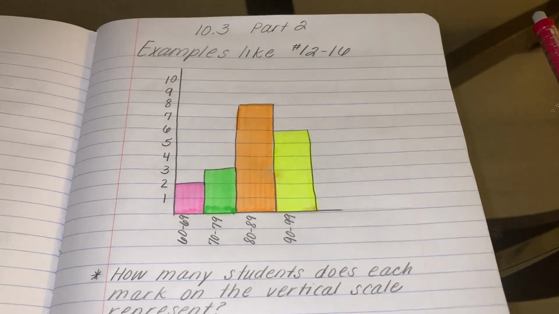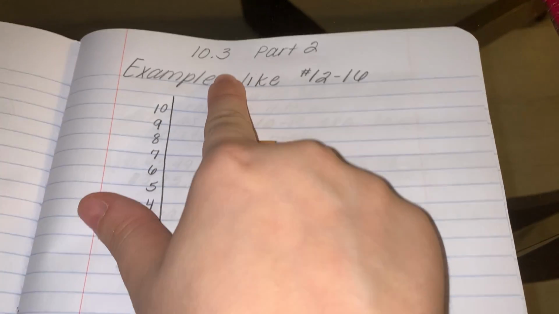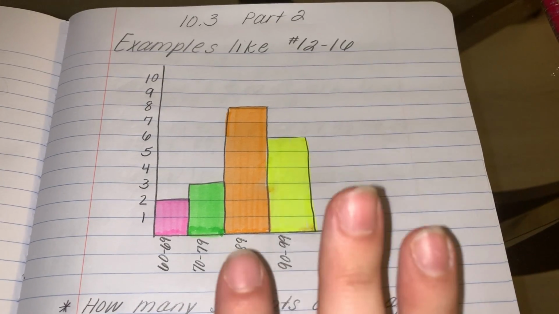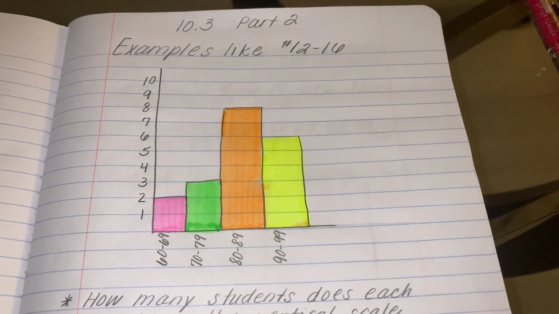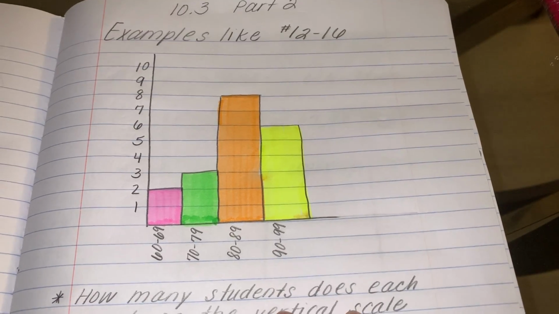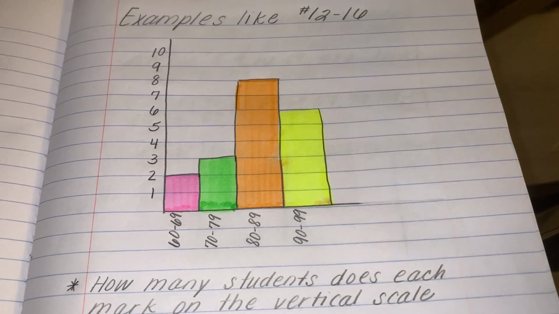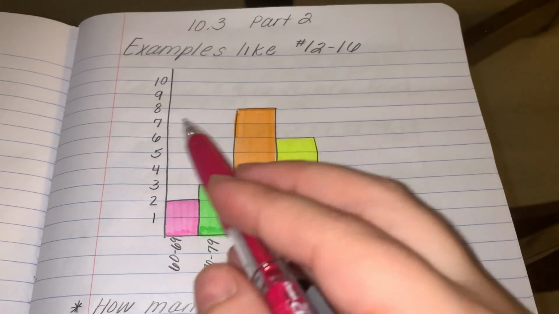All right, this is part 2 of 10.3 for pre-algebra. What we're going to be doing is seeing a few questions straight from your homework and a few that are very similar to the homework, but not directly straight. So let's get started. Let's talk about what this is.